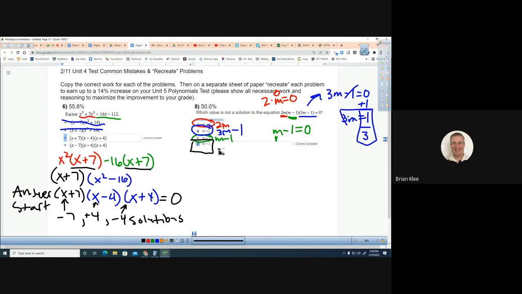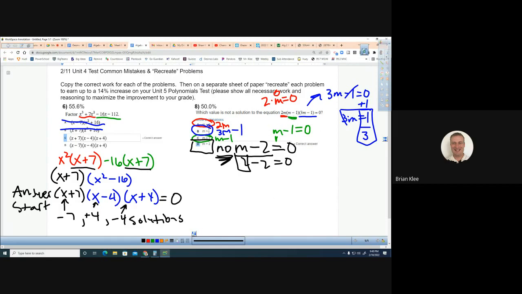So the reason D was correct, the reason it's not a solution, is there is no m minus 2. M minus 2 equaling 0, what minus 2 is 0? The answer would be 2. So 2 is not a solution because m minus 2 is not a factor.